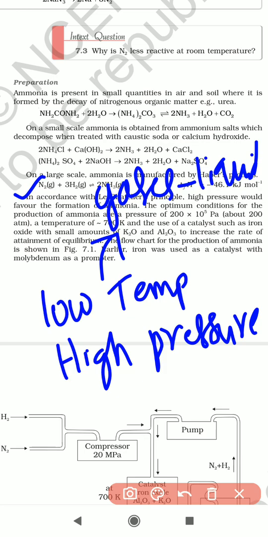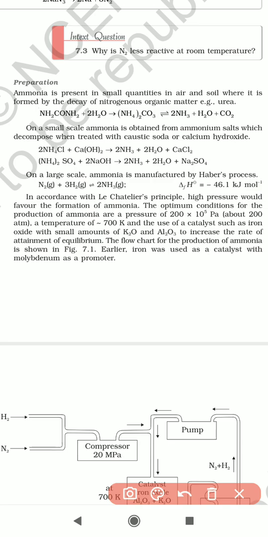How do we convert them? Here, when gases are highly compressed, we can easily convert them into liquid form. So this is called the Le-Chatelier principle at work, right? Let us see that. A high pressure would favor the formation of ammonia. So the optimum conditions for the production of ammonia are a pressure of 200 into 10 power 5 Pascal, which we are supposed to maintain, and a temperature of up to 700 Kelvin.